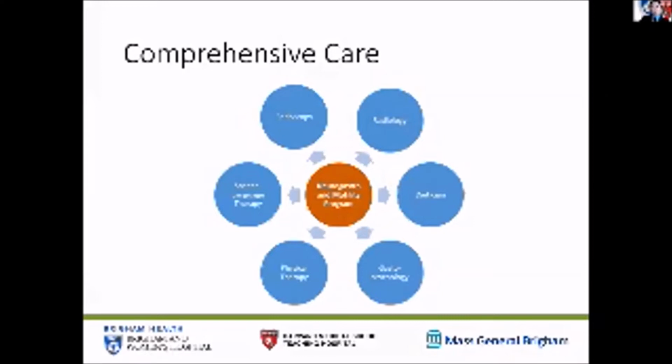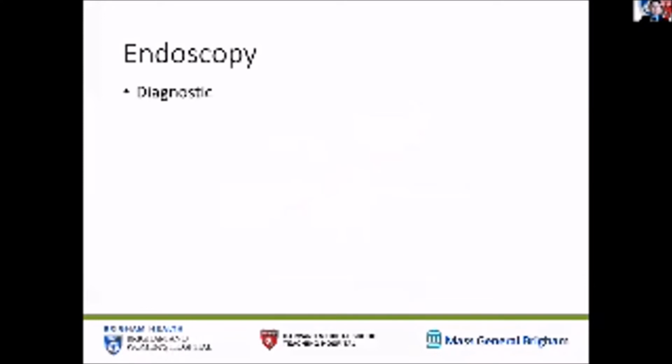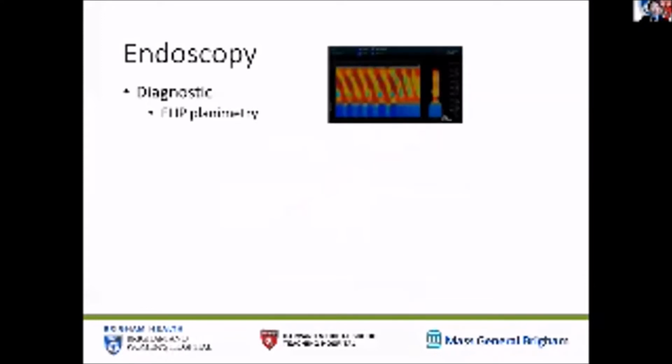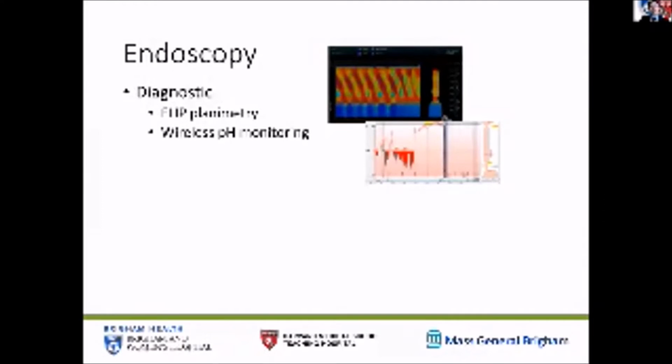For endoscopy, there are a number of diagnostic tests that can be done. We talk about FLIP pneumometry, where we can assess lower esophageal sphincter distensibility, diameter, as well as the secondary peristaltic function of the esophageal body. It is becoming more and more important as part of the diagnostic algorithm for esophageal motility disorders, specifically achalasia. Wireless pH monitoring is performed through endoscopy, as we talked about, as well as the intraduodenal manometry. But most importantly, the therapeutic component of endoscopy is important.